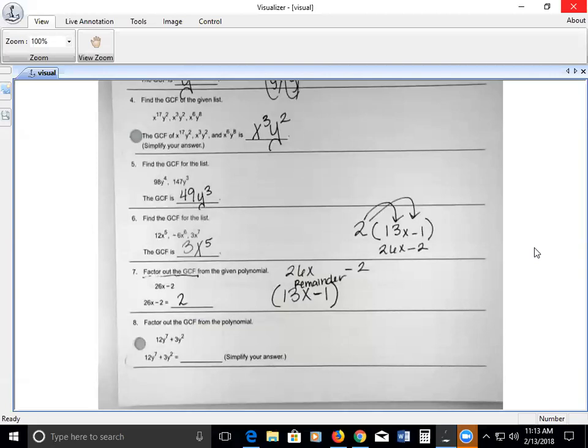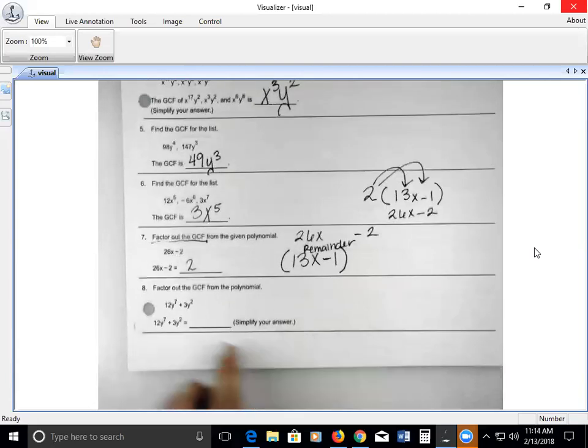So basically, instead of distributing, what are you doing? You're reversing the process. Instead of multiplying, you're dividing it out. Can you check it like that? Yeah. It should always come back to your original polynomial. That's a great question. It should always come back to your original signs and all. Everything should come back exactly the same as the original.